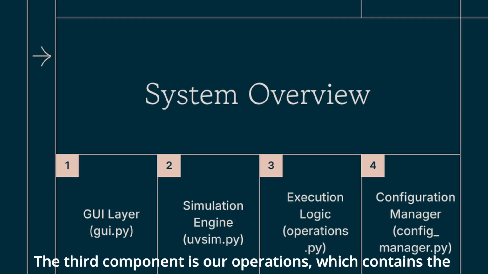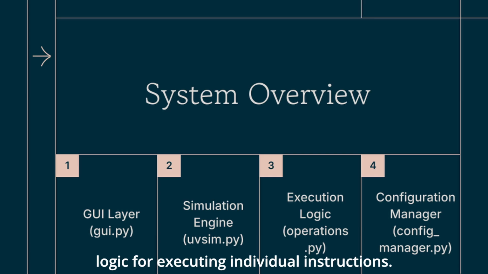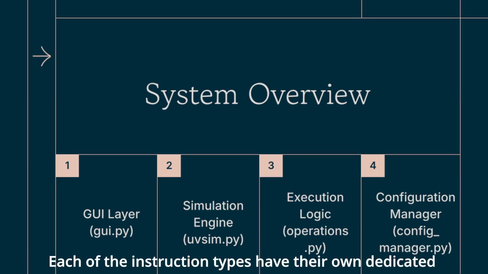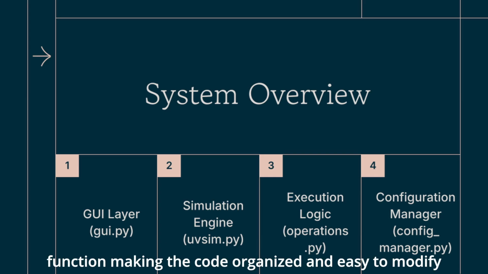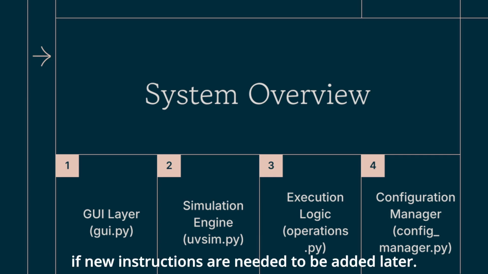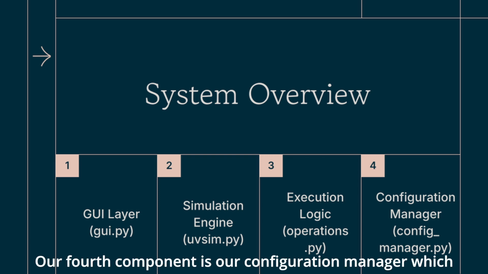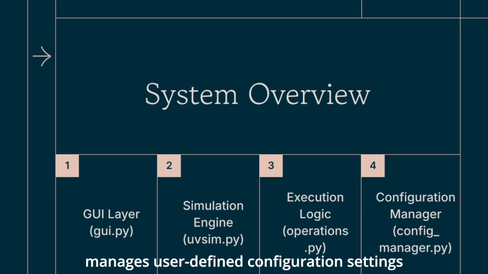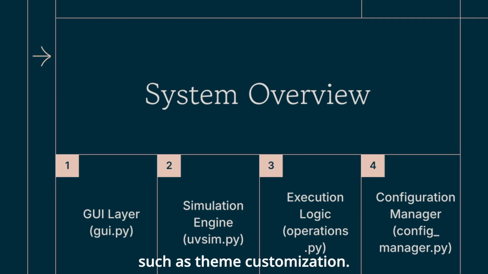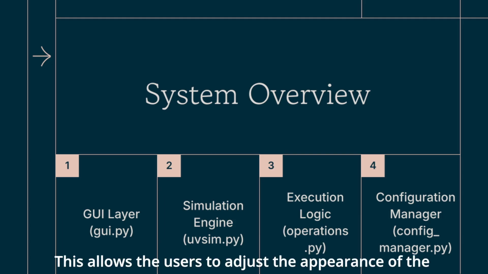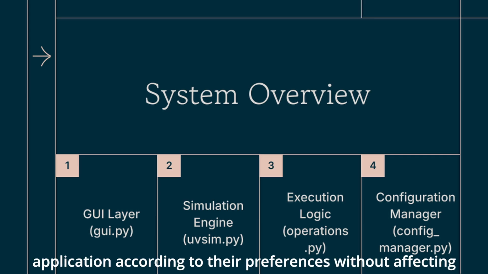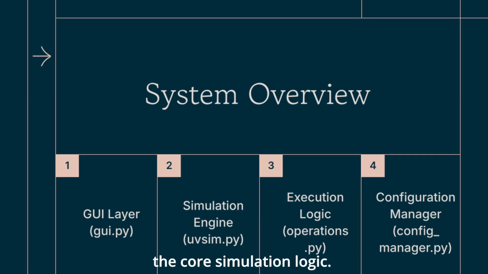The third component is our operations, which contains the logic for executing individual instructions. Each of the instruction types has its own dedicated function, making the code organized and easy to modify if new instructions need to be added later. Our fourth component is our configuration manager, which manages user-defined configuration settings, such as theme customization. This allows the users to adjust the appearance of the application according to their preferences without affecting the core simulation logic. An example is the color.